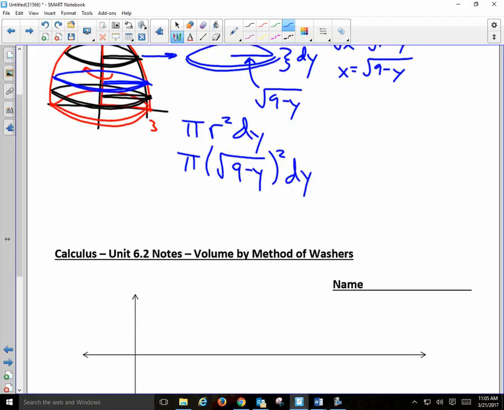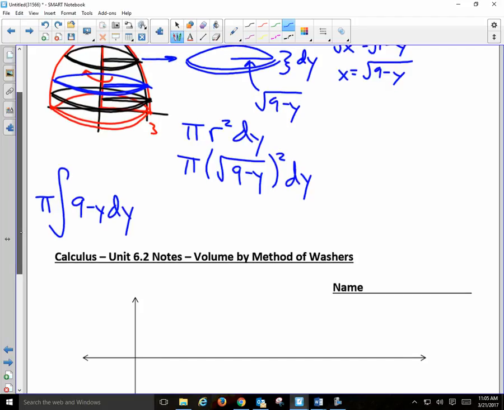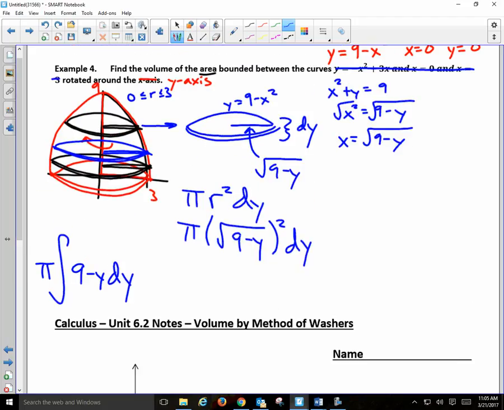How many disks do I want to find the volume of? An infinite number. And we say that like it's no big deal. We just throw an integral sign in front of you. I have pi. What do we get if we square that? 9 minus y dy. And now I have to look at my bounds. Should my bounds be x values or y values? Y values, because we're in terms of dy. Here, I start stacking at 0 and I go all the way up to 9.